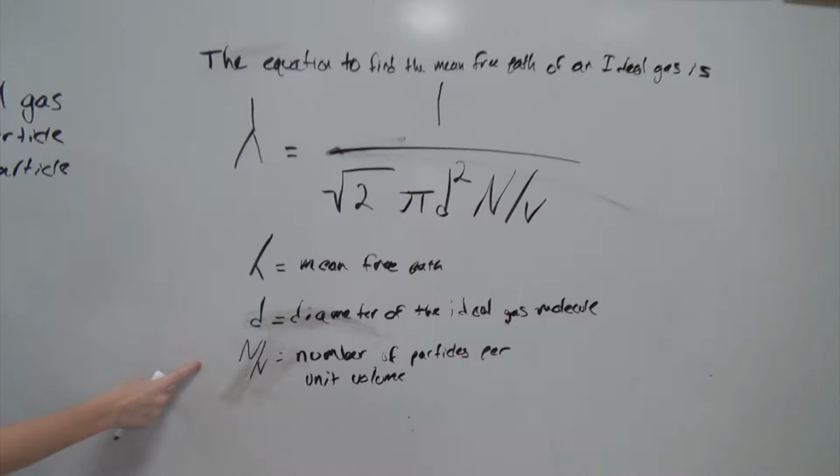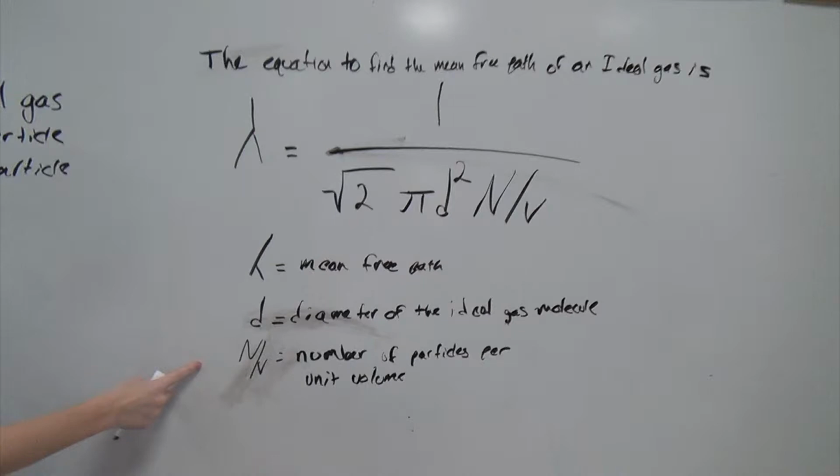So this kind of makes sense. If there are more gas molecules per unit volume, then the mean free path would be shorter. See how that N over V is below the 1, so it has an inverse relationship with mean free path. If the gas is denser, there are more molecules per unit volume. It bounces off molecules a lot more frequently, thus decreasing the mean free path.